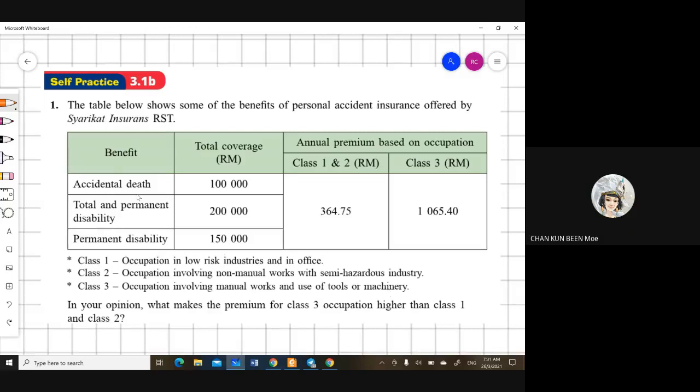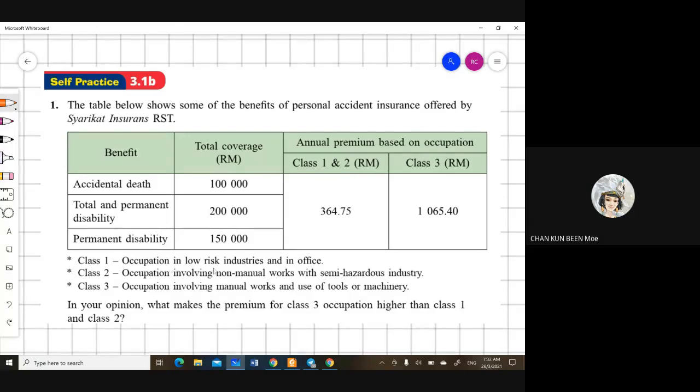So you can look at the benefit of accidental death, which is the total coverage of 100,000, and total and permanent disability 200,000, permanent disability 150,000. The annual premium based on occupation for class 1 and 2 is 364.75, and for class 3 is 1,065 ringgit and 40 cents. If you look at class 1 over here, what is the occupation involved?